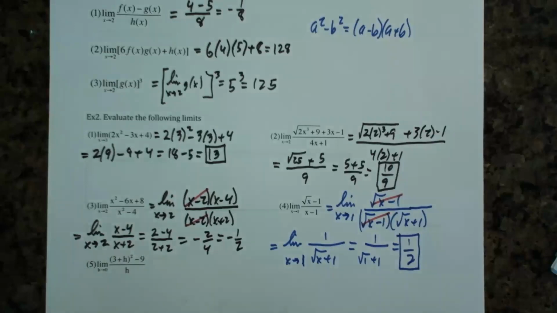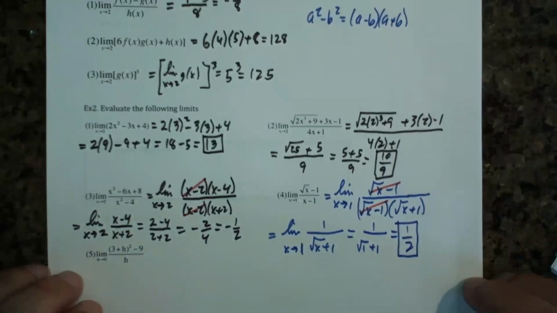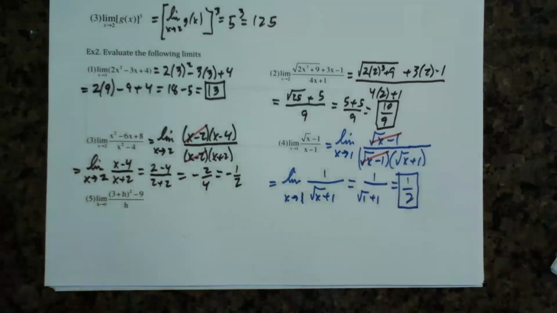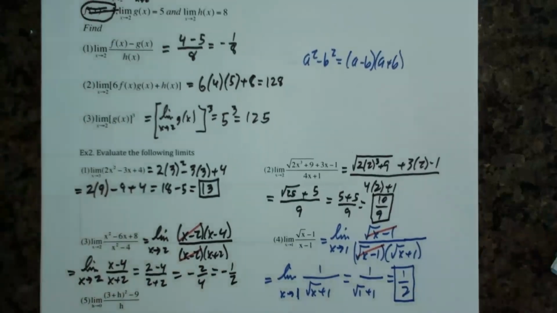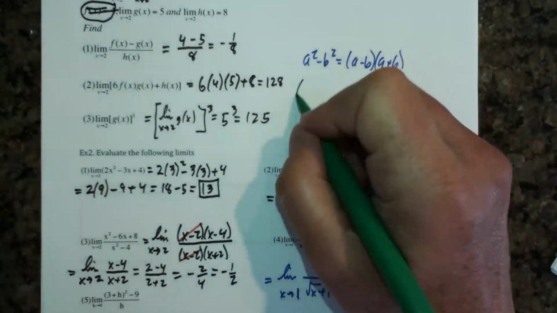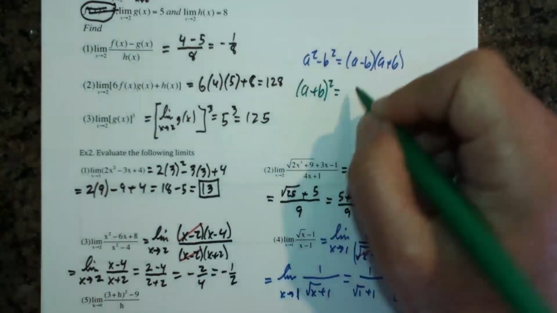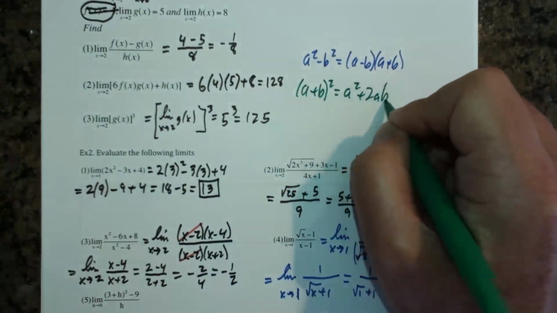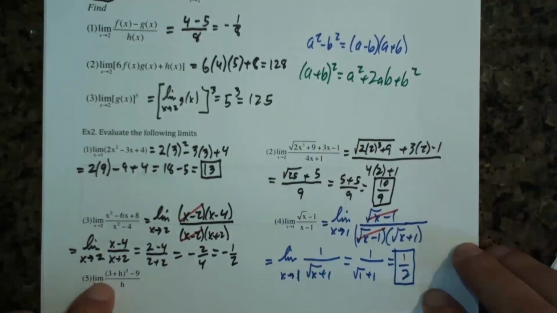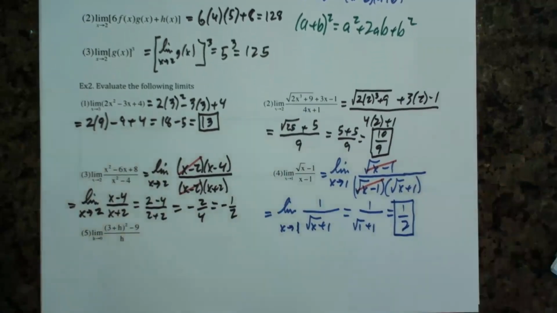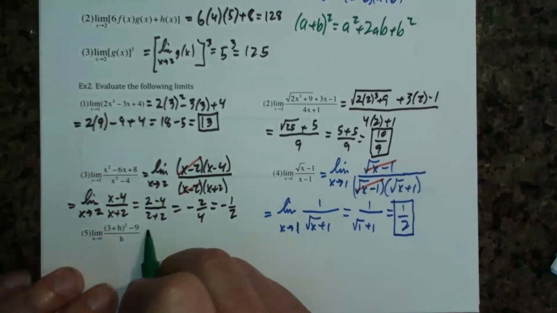Now, for number 5 down here, we're again going to have to get a little fancy. I'm going to go ahead and FOIL this out. And just real quick as a review, not that we need it. When I square a binomial, like I'm doing down here, I use this pattern here, where a in this case is the 3, b in this case is the h. And we get this.